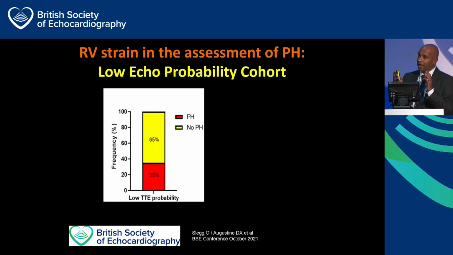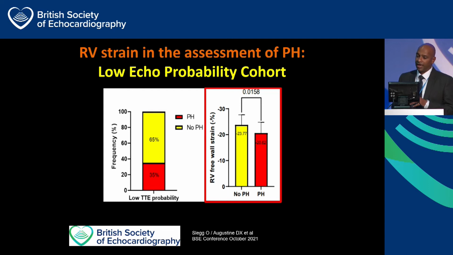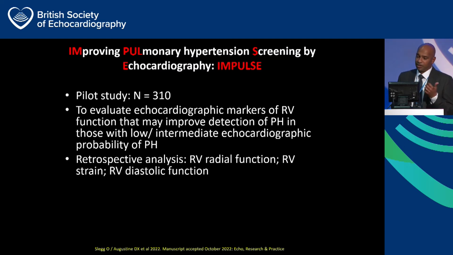We then went on to look at that low probability group to try and work out, well, are there markers that can help differentiate who has pH from who doesn't? None of the traditional markers were able to do that. TAPSE, S prime, all of the things that we've talked about in terms of the traditional guidelines could not do that. We looked at strain and we found that right ventricular free wall strain was significantly lower in patients with pulmonary hypertension in this low probability group than patients who did not have pulmonary hypertension.